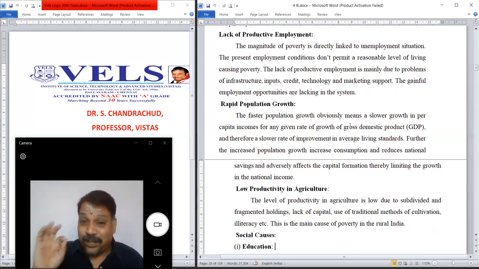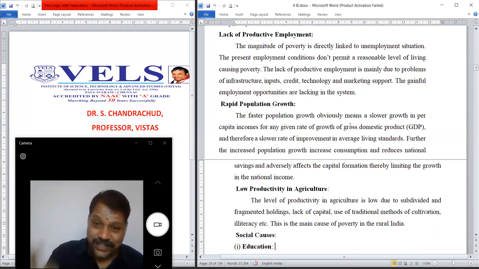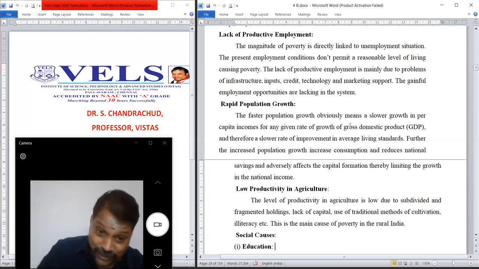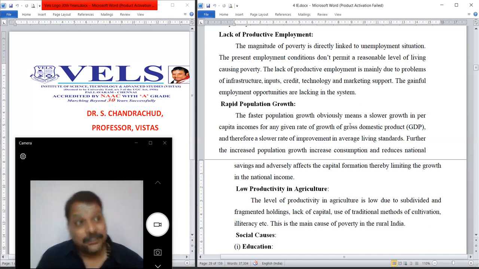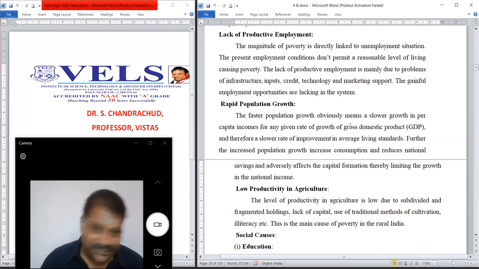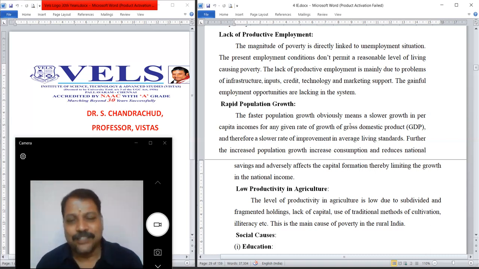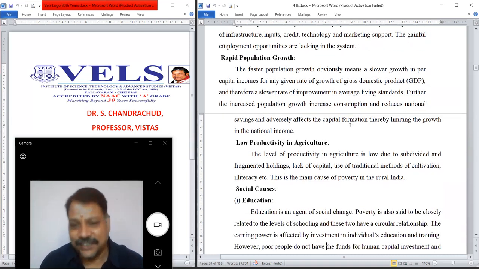So one of the main reasons that we should say is rapid population growth, because the per capita income formula is national income divided by population. If the denominator values keep on increasing, definitely the GDP is reducing. Because of that, the poverty is persisting.